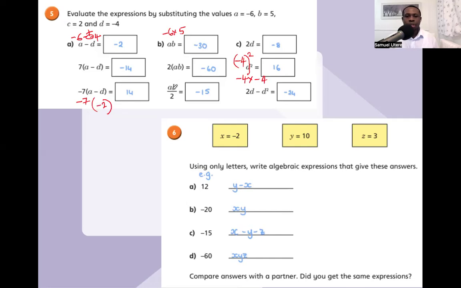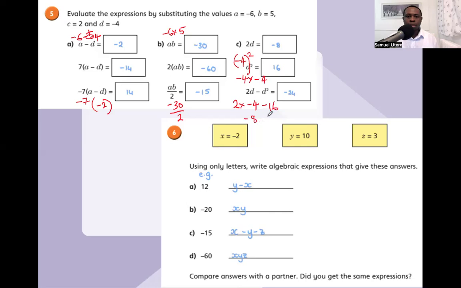We already know what ab is. Ab is negative 30. So this is like saying negative 30 divided by 2, which will be negative 15. Here, 2d means 2 times negative 4 because d is negative 4. Minus, we already know what d squared is. D squared is 16. 2 times negative 4 is negative 8.